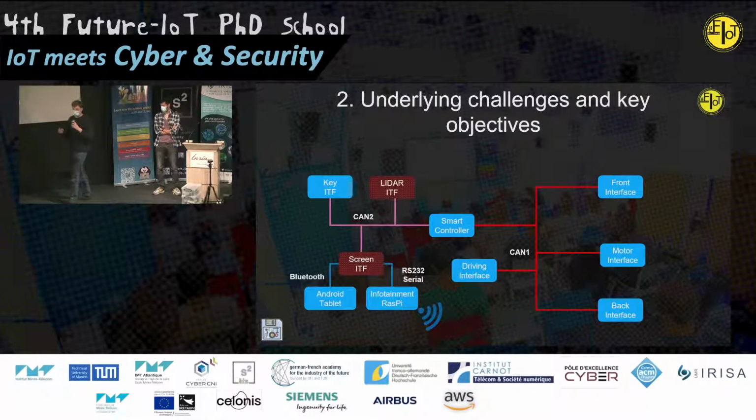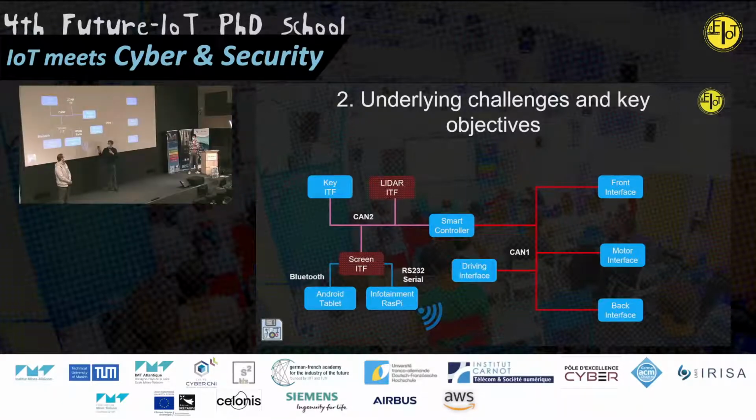We are going to start by explaining the architecture of the network that we had to hack. We had only one access point, that's over here. It's the infotainment Raspberry Pi. It is connected over Wi-Fi, so this was where we could get in. The Raspberry Pi was connected via a serial connection to the screen interface. But as you see, the screen interface is red, and so is the LiDAR. This means that this is not fully developed and working, so we had some problems here, and could not get on the CAN2 network.